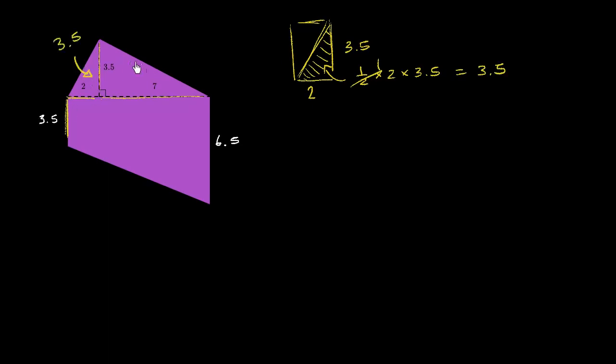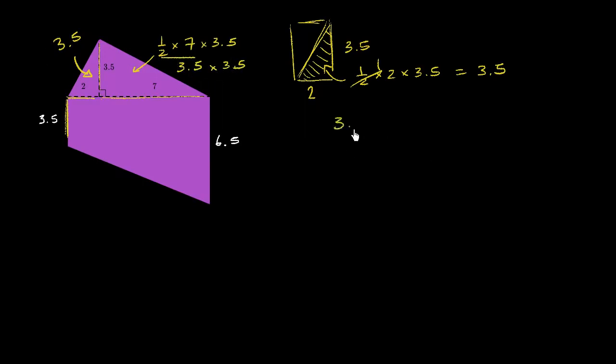Now let's think about the area of this triangle right over here. Well, once again, we have its height is 3.5, its base is 7, so its area is going to be 1/2 times 7 times 3.5. 1/2 times 7 is 3.5, times 3.5. So this part is 3.5, and then I'm going to multiply that times 3.5 again. So let's figure out what that product is equal to.